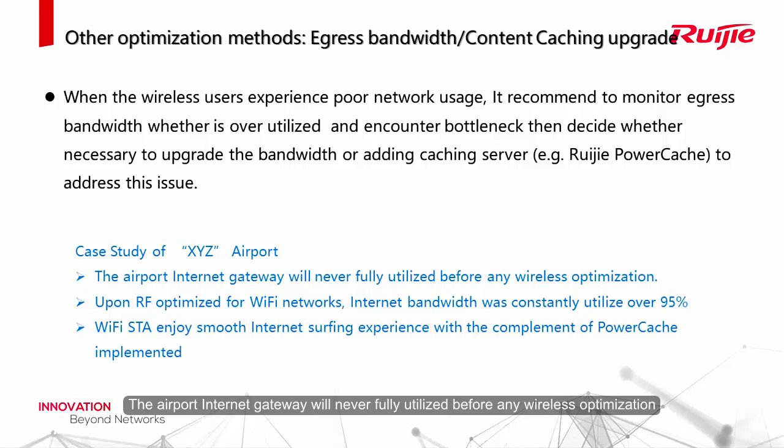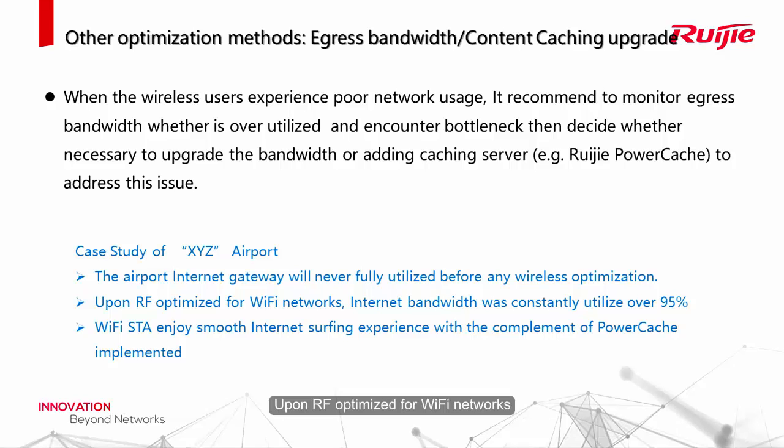Case study. The airport internet gateway was never fully utilized before any wireless optimization. After we optimized the Wi-Fi networks, internet bandwidth was constantly utilized over 95%. Wi-Fi STAs enjoy a smooth internet surfing experience with the complement of the cache implemented.